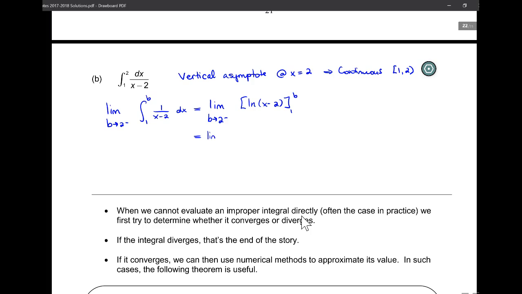So we have the limit as b approaches 2 from the left of natural log of b minus 2 minus ln of 1 minus 2. And basically, if b approaches 2 from the left, that's going to approach negative infinity. So therefore, this diverges.